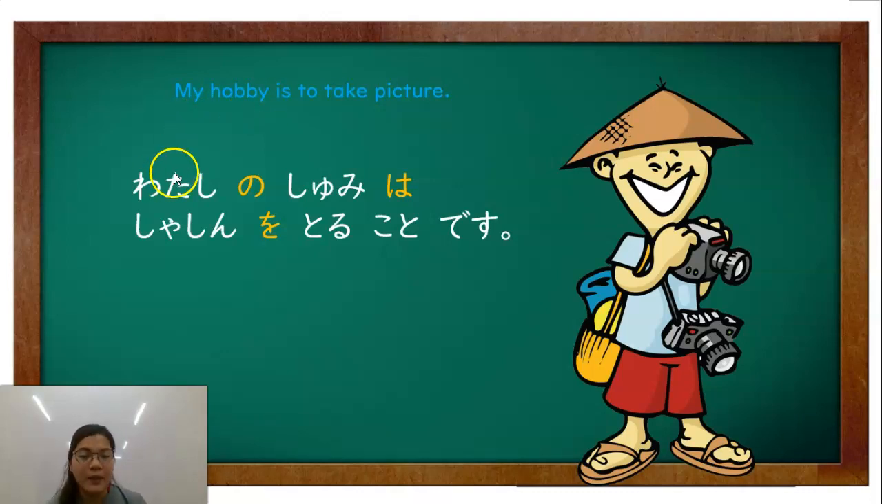For example, here, if you will just gonna say, watashi no shumi wa shashin desu. Okay? So, you're just not specific kung ano yung hobby mo sa picture. Okay? It's either you are collecting picture, you are taking picture, or etc. So, we must be very specific or very accurate if we express this in this pattern. Okay? So, you express shashin o toru koto desu. Kumukuha ng litrato. Okay? So, yun yung hobby mo.